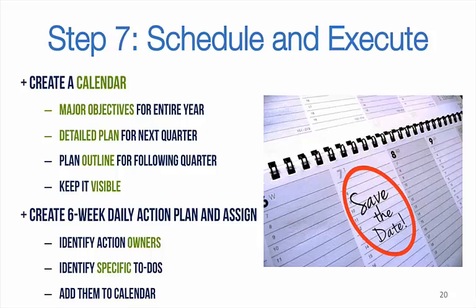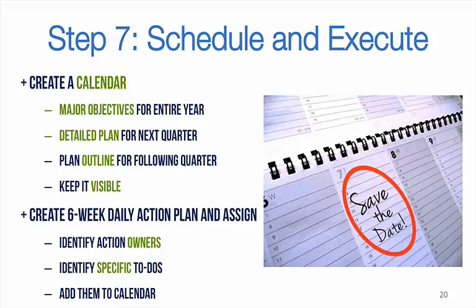Okay, next, create a 6-week daily action plan and assign it. Okay? So some of you may be working on your own. That's fine. You're assigning all these activities to you. Some of you may have a team of people. Others may be working with some sort of outside marketing agency or consultant to help you.